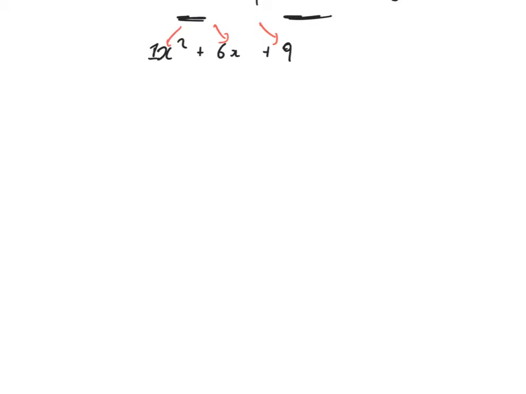Okay, so example one, let's go for 2x squared plus 17x plus 21. Okay, now our first move here is we multiply together the front number and the back number. So 2 times 21, that's 42. So we're looking for two numbers that multiply to give 42 and add together to give 17.